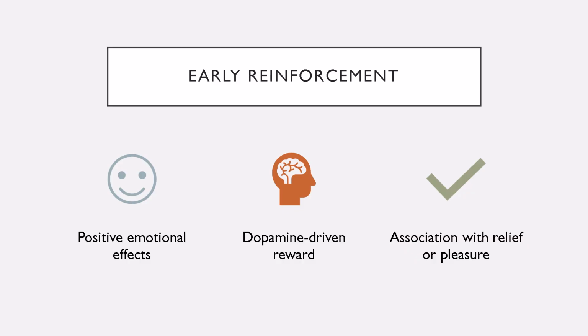So early reinforcement is what's going to keep experimentation from remaining just a one-time event. When a person uses a substance and they experience a positive effect, the brain is going to take note. And this is where dopamine is going to come into play. Dopamine reinforces behaviors that the brain perceives as beneficial. So it tells the brain, this is important, do it again. And this reinforcement is really powerful, especially if the substance provides relief from stress or anxiety or emotional pain.